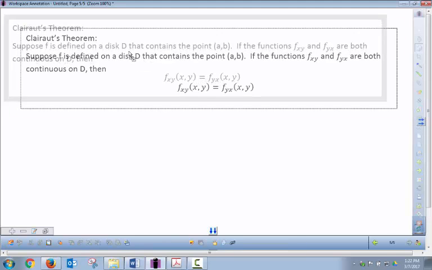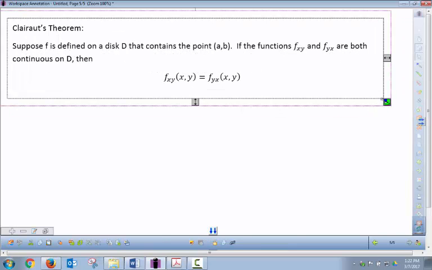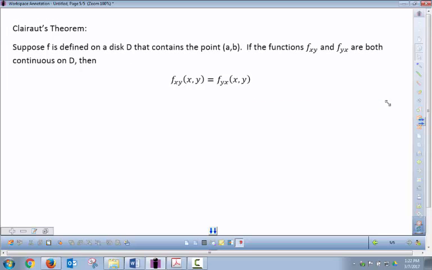So that leads us to this theorem that says if you have a function that's nice and continuous around a certain point, then all the other points near that point would satisfy the condition that the mixed partial derivatives are equal. Fxy equals Fyx for those values.